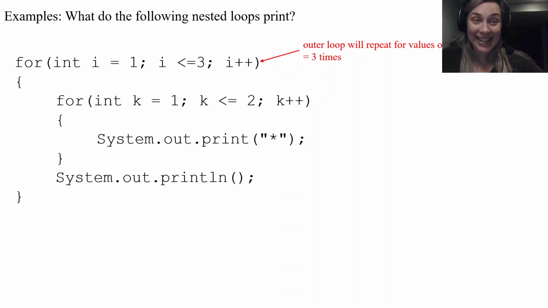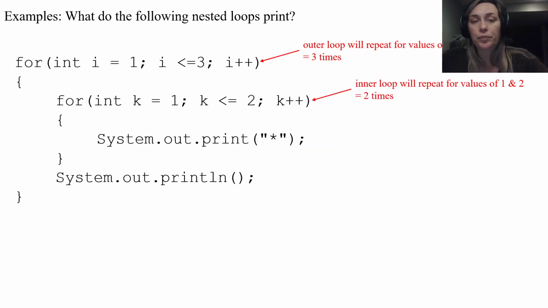Now my inner loop has a different indexing variable. It has a K. You can't reuse the I in the inner loop. I is 1. I has a value throughout the entire span of that loop. You need a new variable here. So the inner loop will repeat for values of 1 and 2 because K starts at 1, less than or equal to 2, and then increases by 1. So K is going to just repeat 2 times. The inner loop itself repeats 2 times.